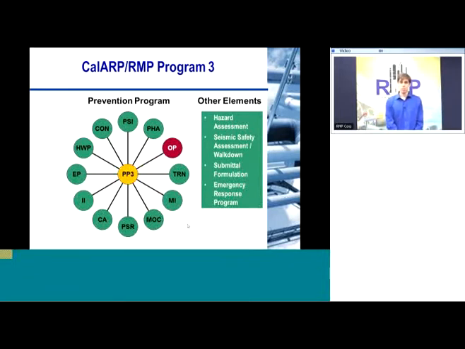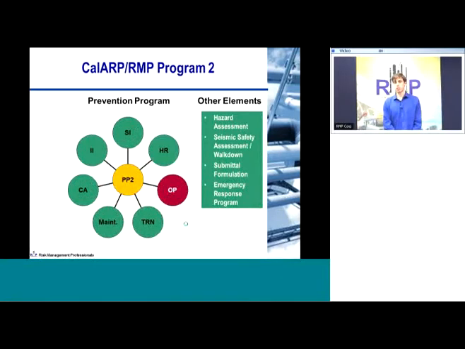So moving on to CalARP or RMP Program 2, as I mentioned earlier, this is a little bit less stringent than Program 3, so there are fewer elements involved. In this case, there's safety information, hazard review, and these are kind of analogous to elements of Program 3, just a little bit less inclusive. Again, what I want you to take away from this is operating procedures is just one element of an effective CalARP RMP program.